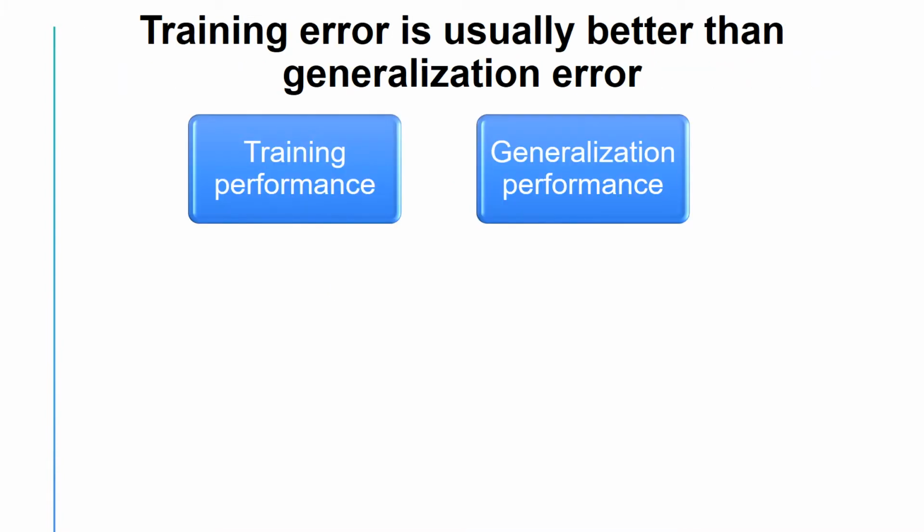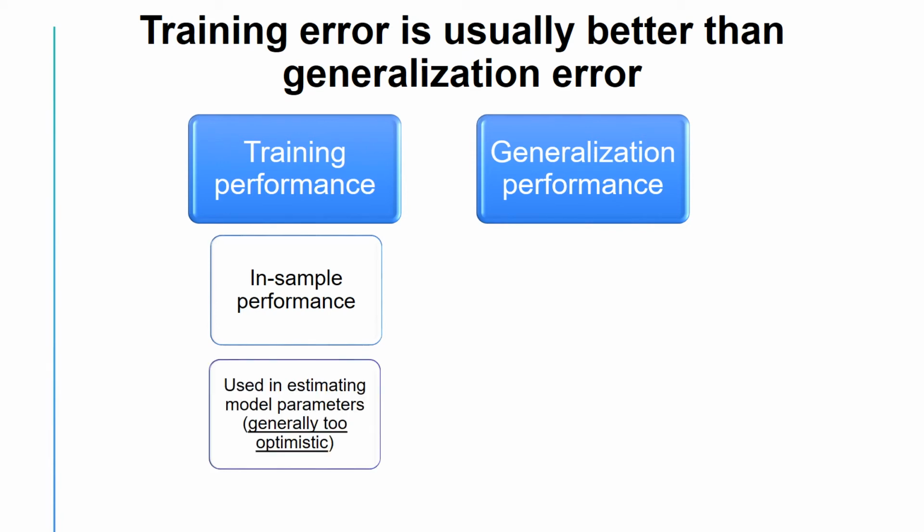Training performance is also known as in-sample performance. It is the error that we use to choose the parameters of our model. It helps us to find the best function that fits our training data. This performance is generally too optimistic, and we cannot use it to measure how well our model does outside of the training data. On the other hand, generalization performance, which is also called out-of-sample performance, measures how well our algorithm does when we test it with examples that the algorithm hasn't seen before.